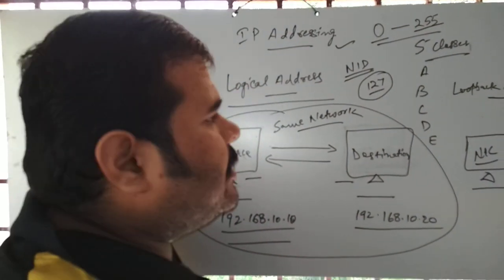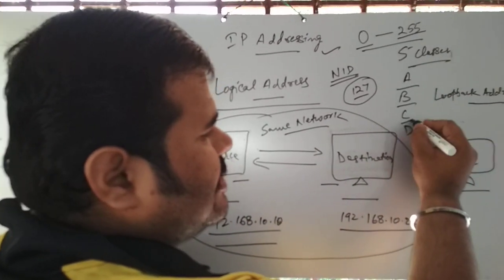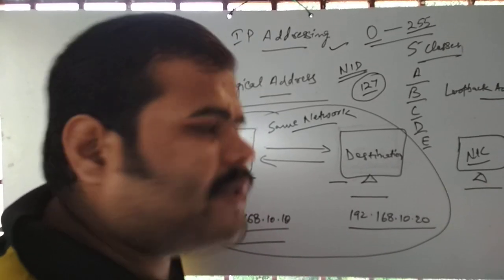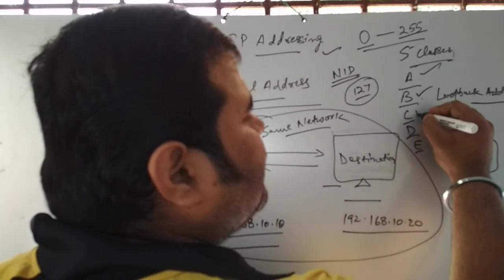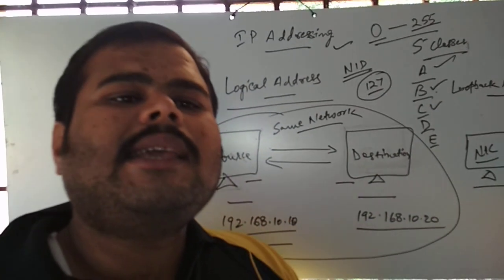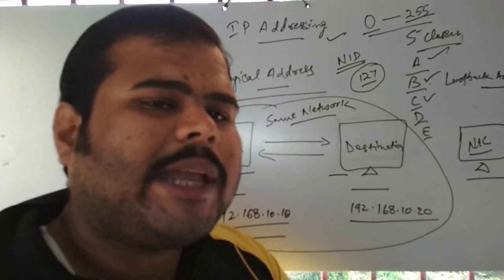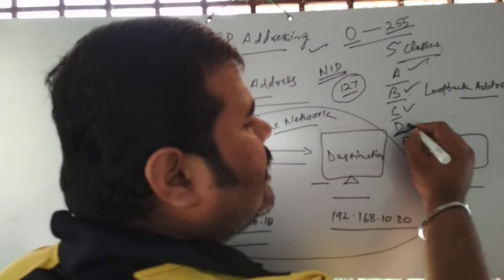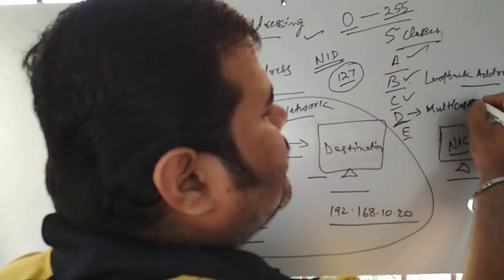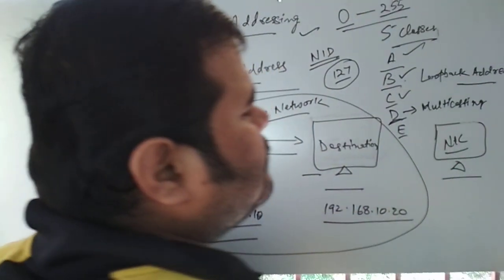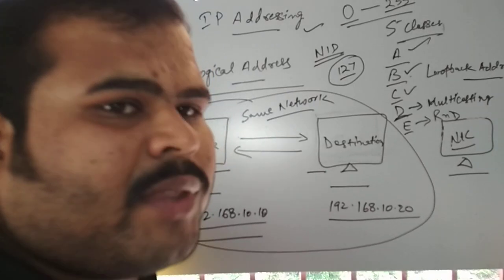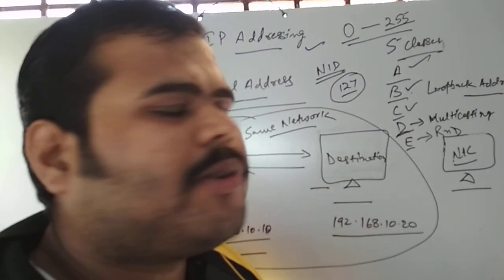Now, as I was talking about the 5 classes, class A, class B, class C, class D and class E, the major classes which we use are class A, class B and class C. So why are we not using class D and class E addresses? The reason is that class D is reserved for multicasting purposes, and class E is utilized for research and development purposes.